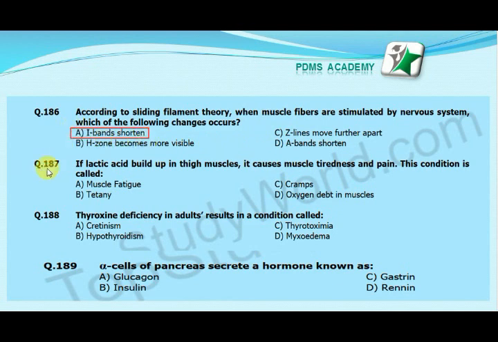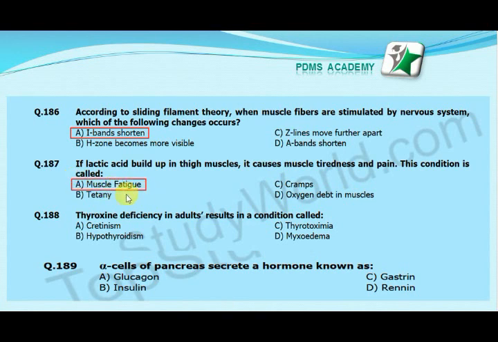Our next MCQ is: if lactic acid builds up in thigh muscles, it causes muscle tiredness and pain. This condition is called. Option A, muscle fatigue. Option B, tetany. Option C, cramps. Option D, oxygen debt in muscle. Our correct answer is A, muscle fatigue.